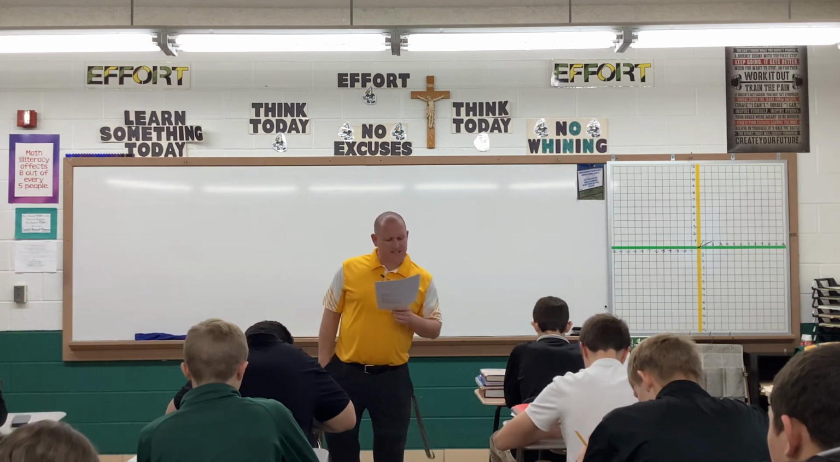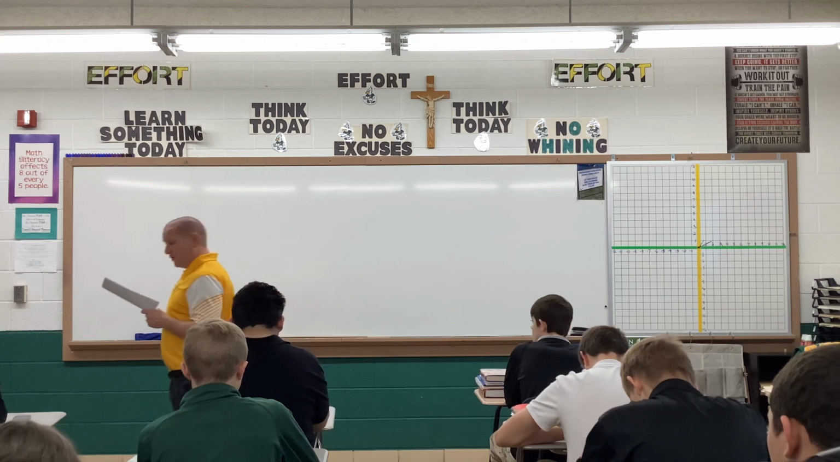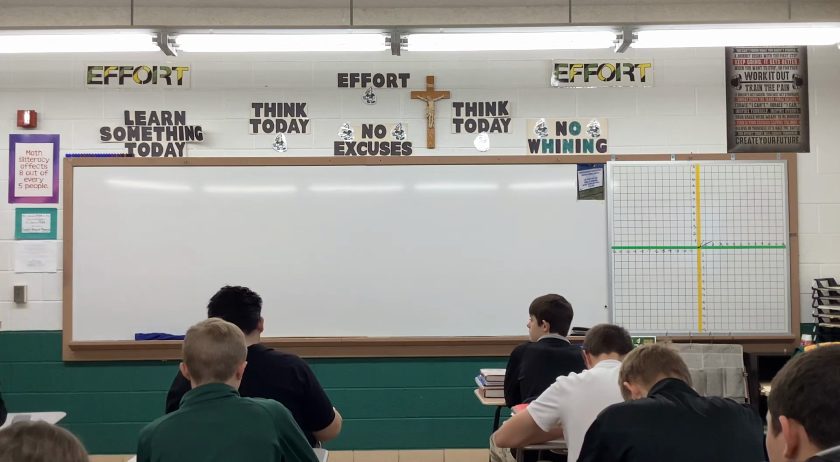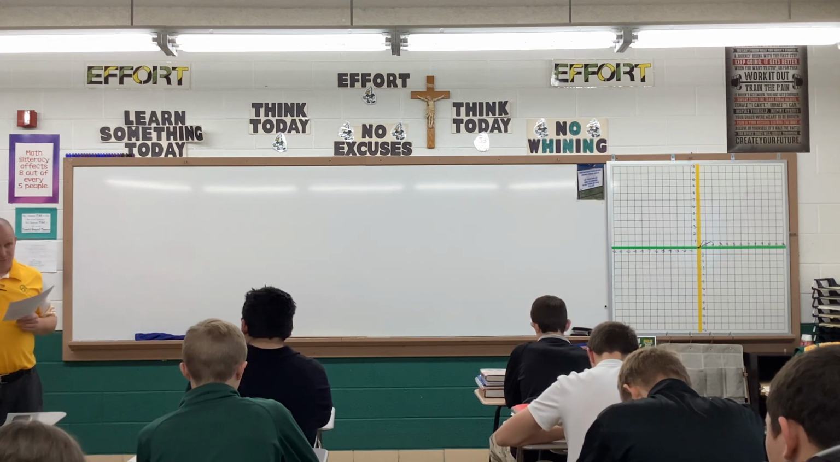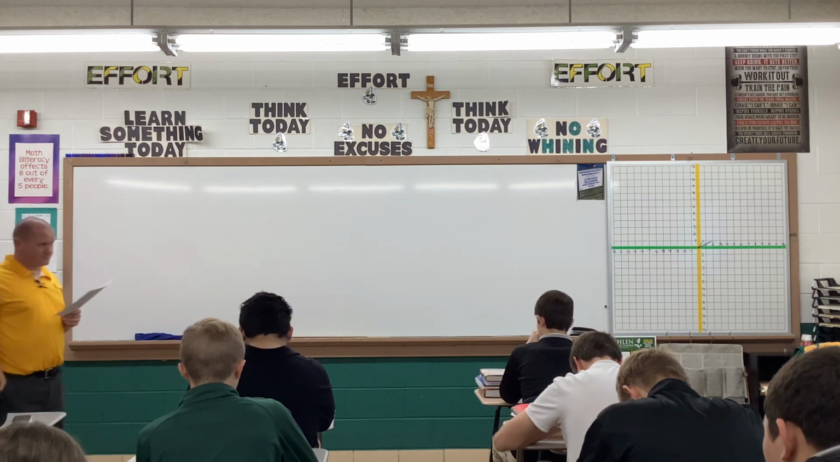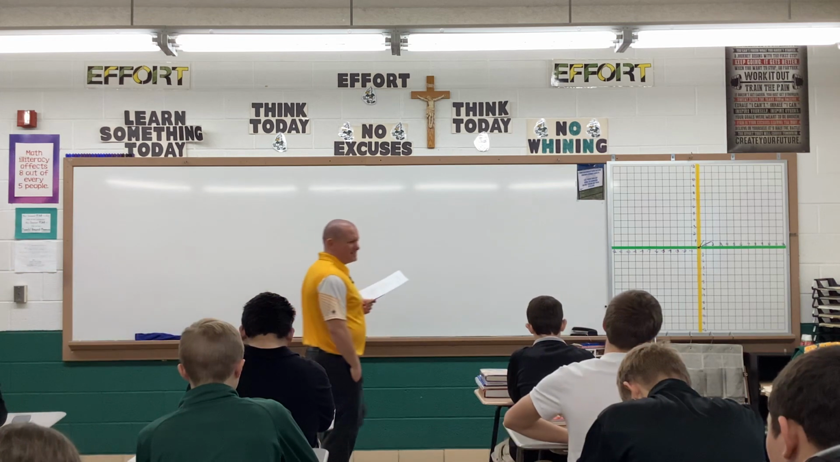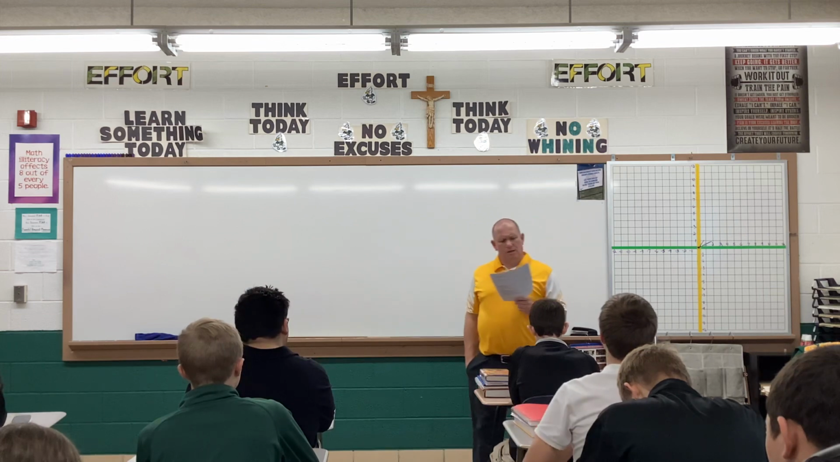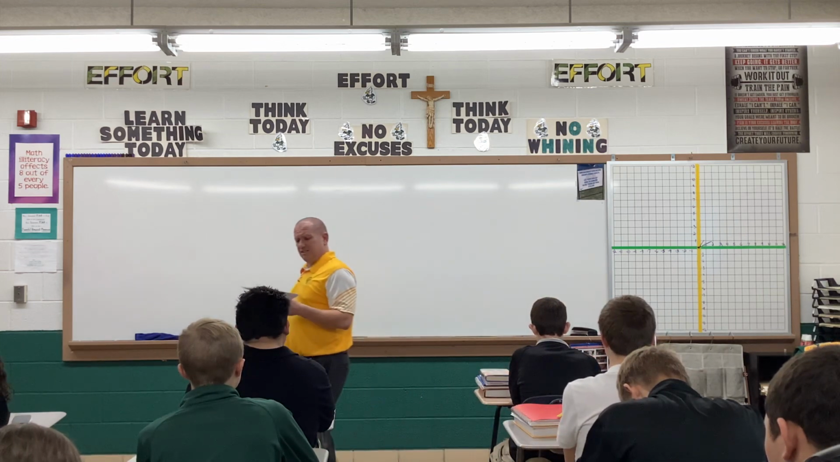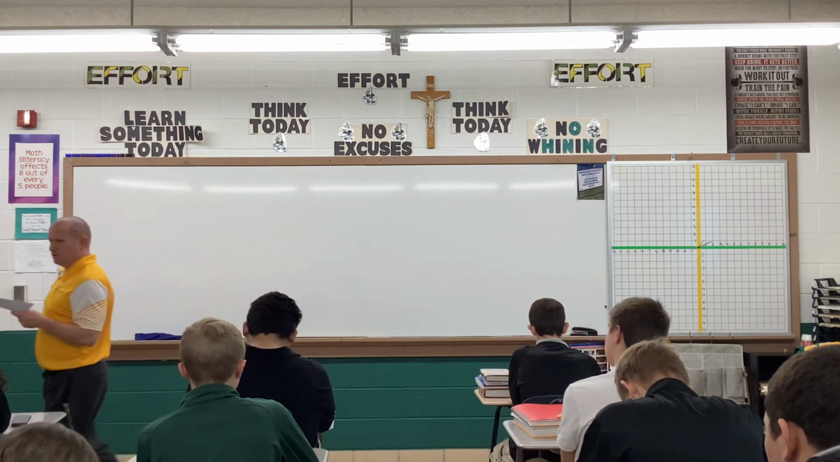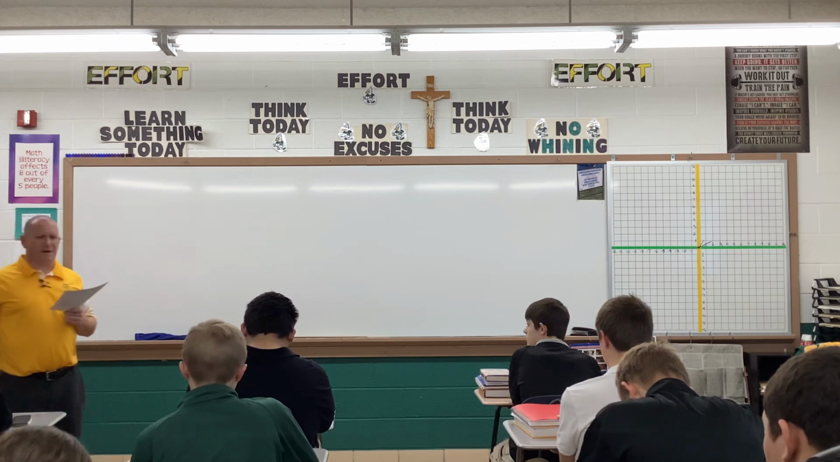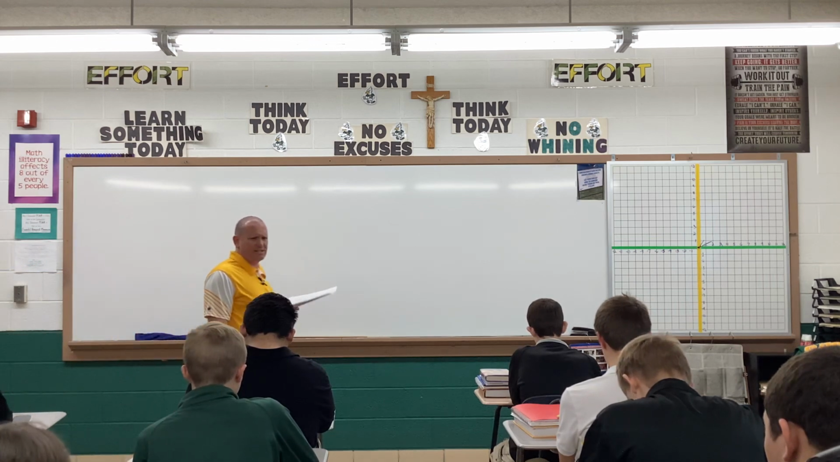An altitude has to start from the angle, and it goes to the opposite side and forms a 90-degree angle. This is one of those on the test. If you look back on your test, these two right here, I circled yours because some of you automatically put a box on there all the time.